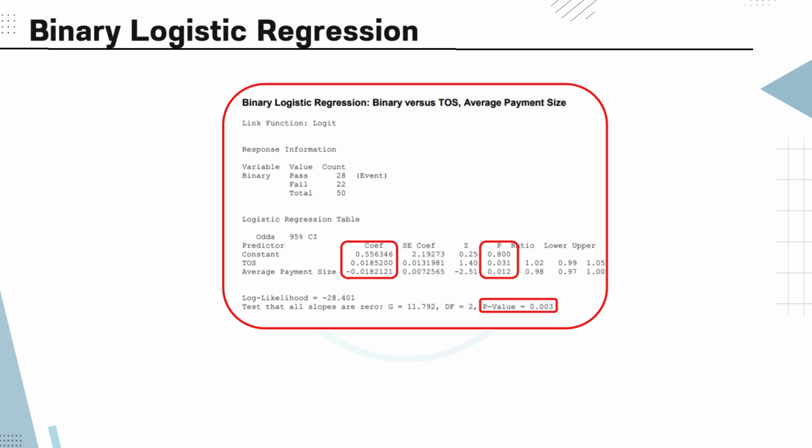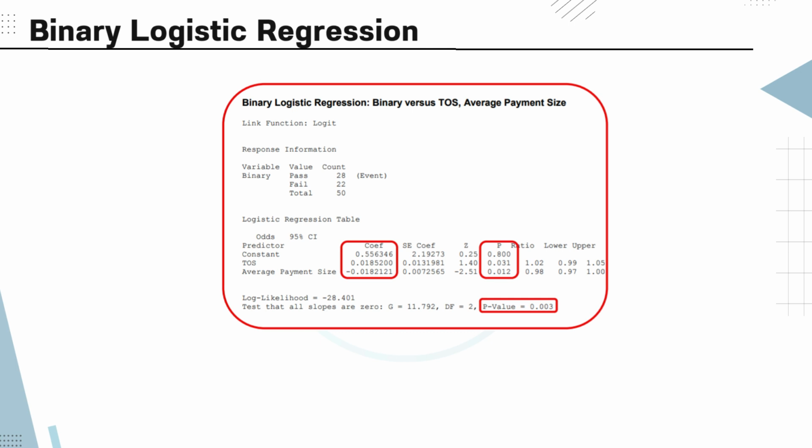Average payment size. Coefficient equals negative 0.0181. P-value equals 0.0120. Again, the p-value is significant, and the negative sign indicates that higher average payments are associated with lower odds of success, pass. Interpretation tip: in logistic regression, the coefficients impact the log odds. So, a positive coefficient increases the likelihood of the event, and a negative coefficient decreases it.